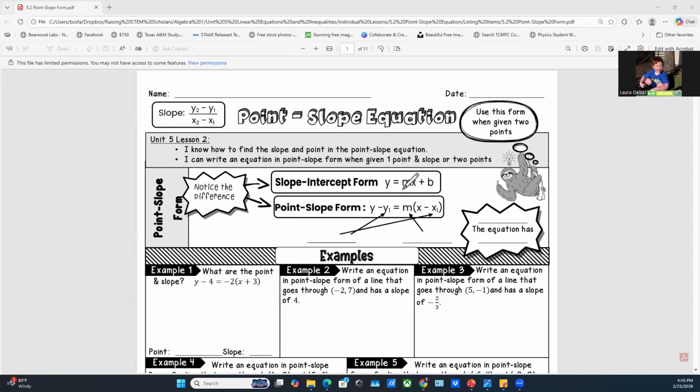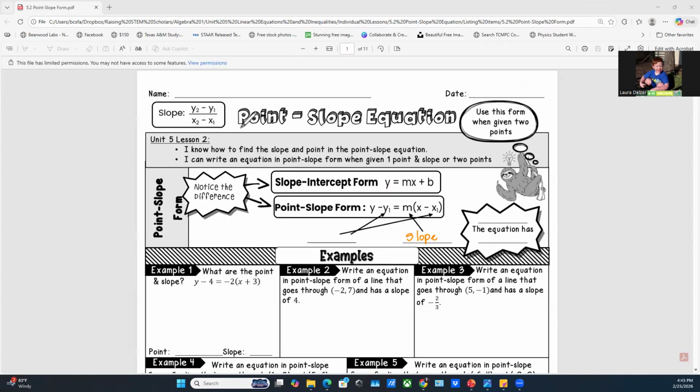Notice that the m, this was our slope, is in the same spot in both equations. But you can tell, with this x plus b, we've got some business going on here, and this y over here, we've got some business going on here. So we've got to figure out what all that means.